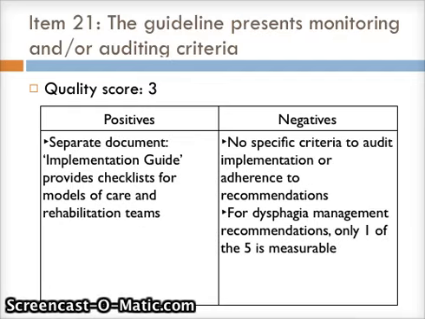Item 21, the guideline presents monitoring and or auditing criteria, was given a quality score of 3. This was found in a separate document called Implementation Guide, which provides checklists for models of care and suggested rehabilitation teams. The negatives are that there was no specific criteria to audit the implementation or adherence to recommendations, and for the dysphagia management recommendations, only one of the 5 is measurable, which was offer swallowing therapy at least 3 times a week to people with dysphagia after stroke.